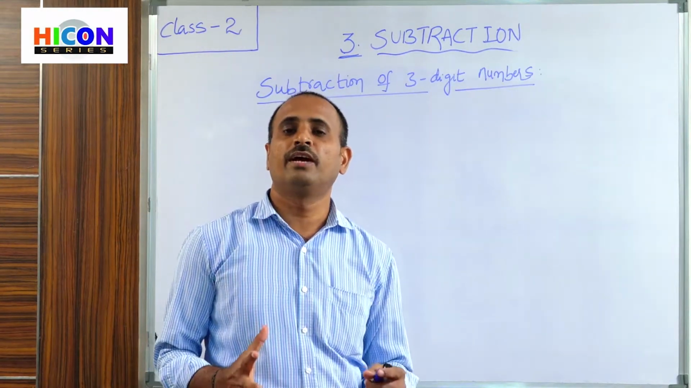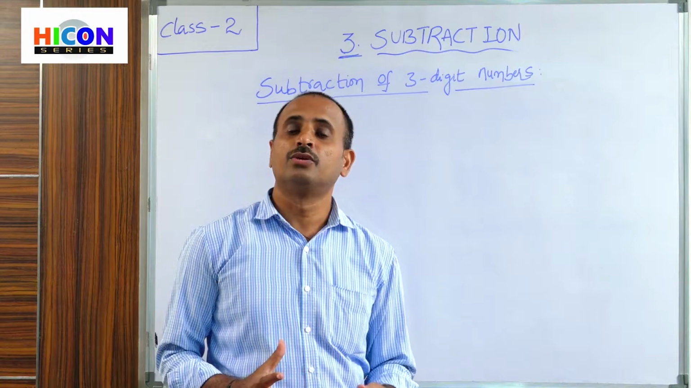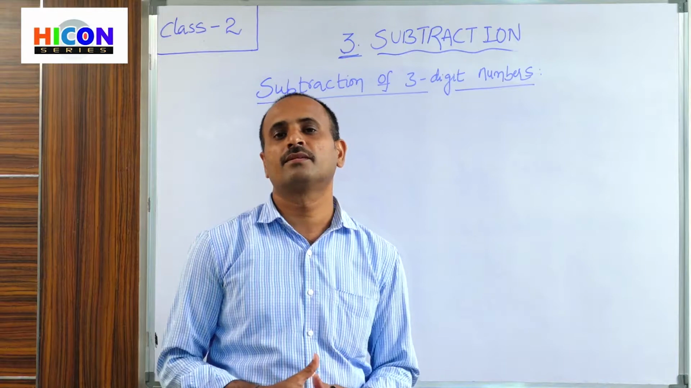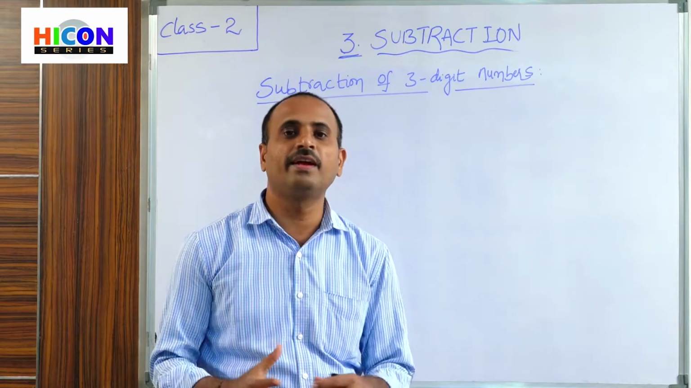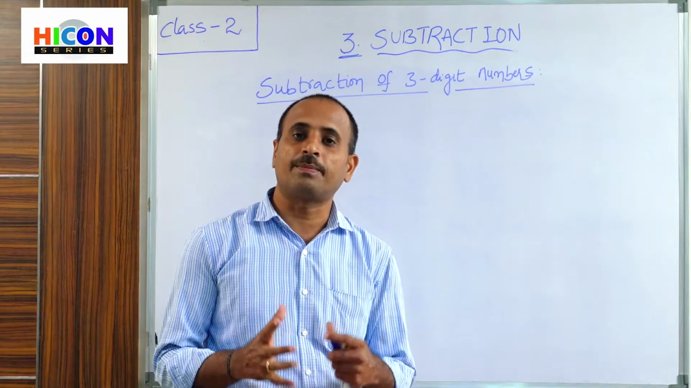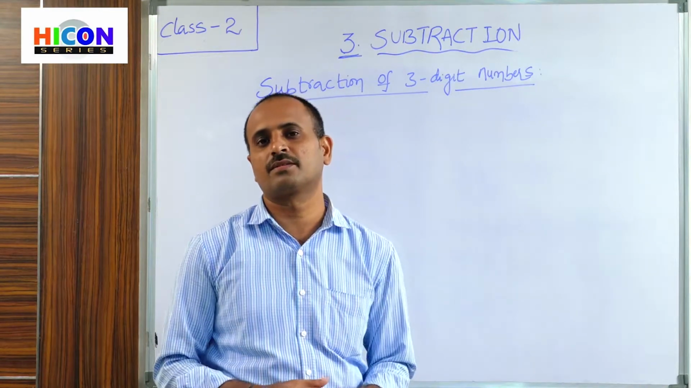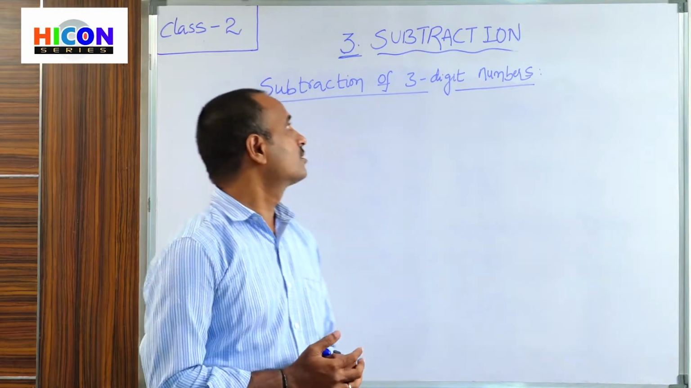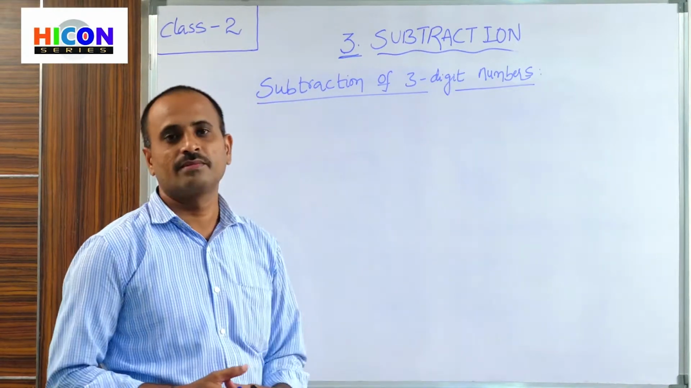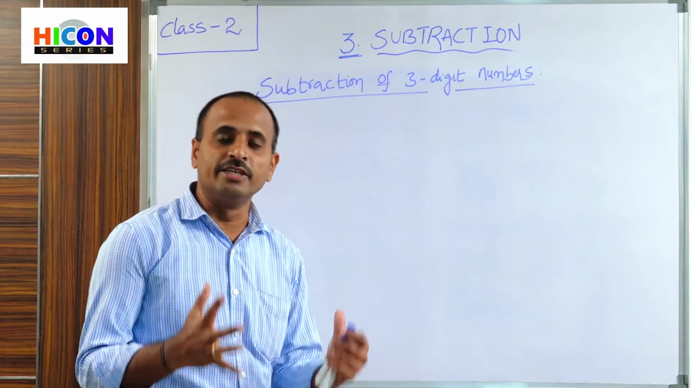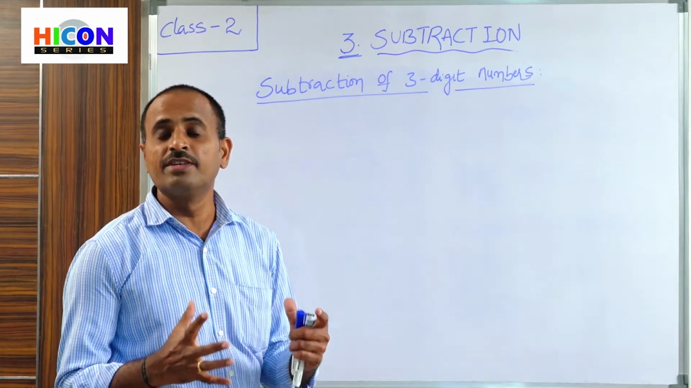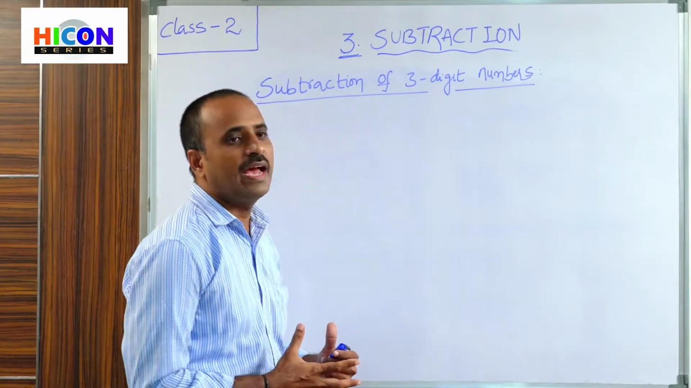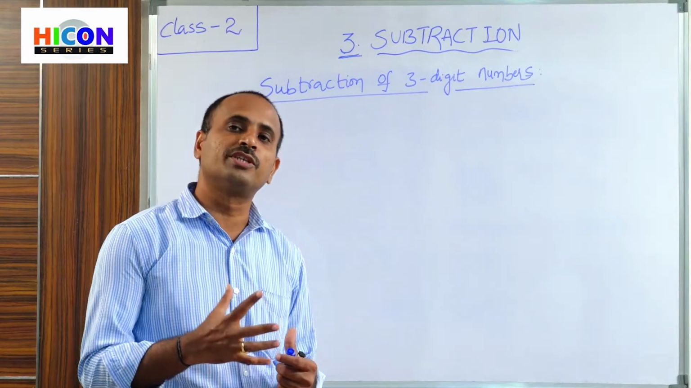Up to now we have discussed how to subtract two-digit numbers and how to do subtractions on the number line. We also learned what the subtraction facts are and how to do subtractions by using them. Now the next topic in this chapter is subtraction of three-digit numbers. How can we subtract three-digit numbers? We can subtract three-digit numbers in the same way as two-digit numbers.